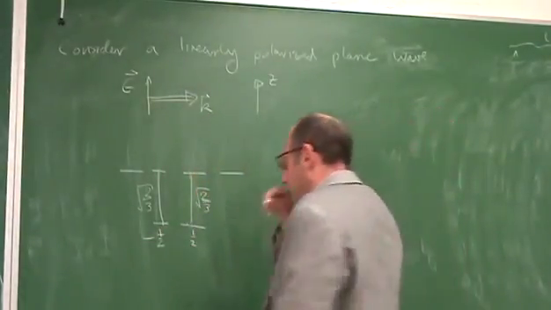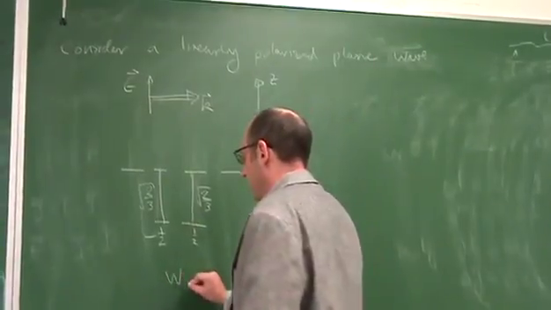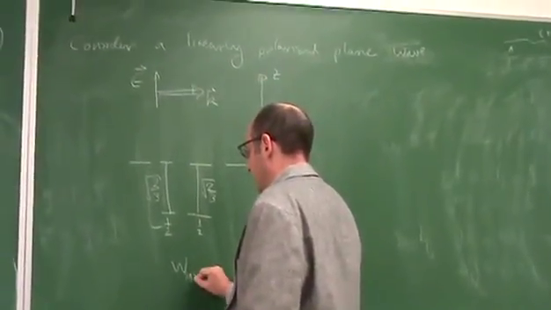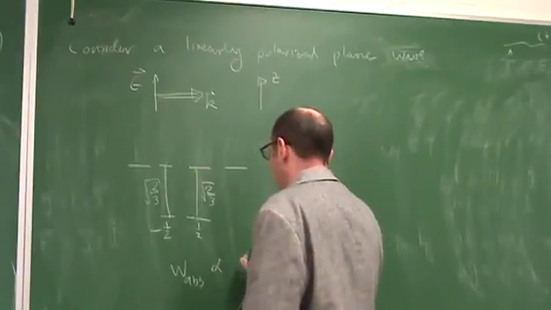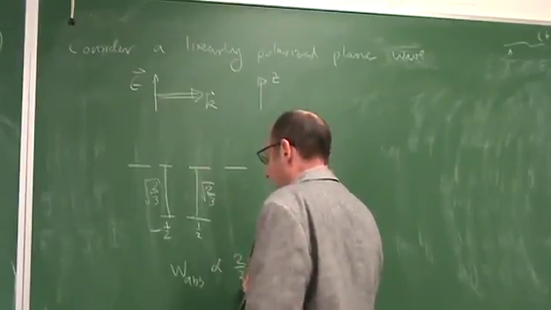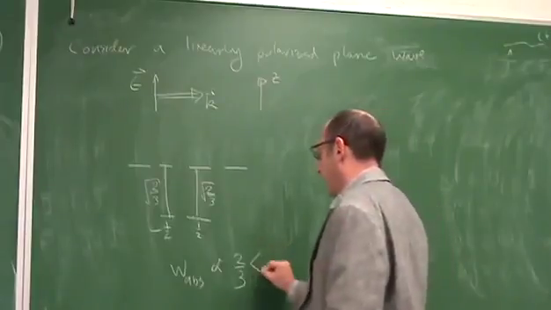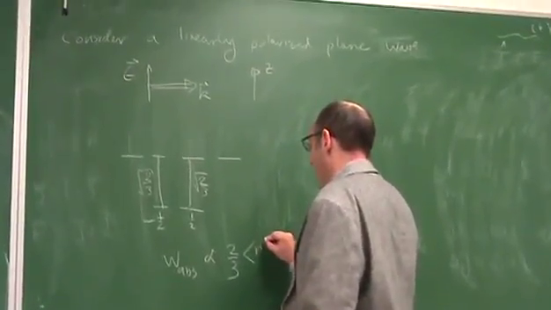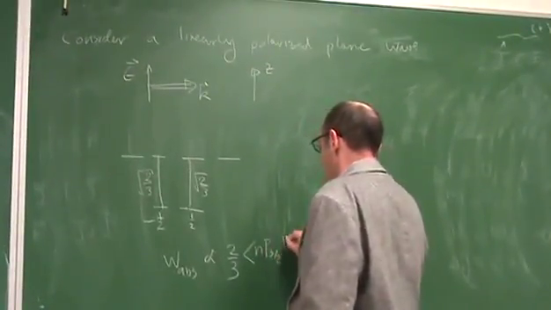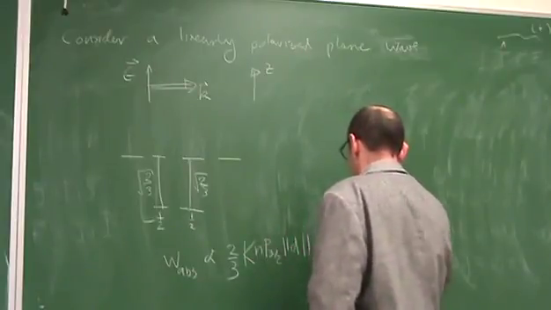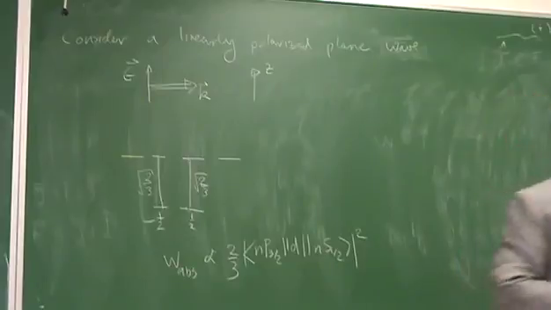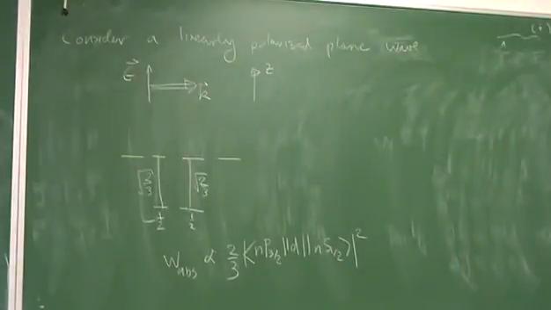So the rate of absorption is proportional to 2/3 times the square of the reduced dipole matrix element between the initial and final state, right?